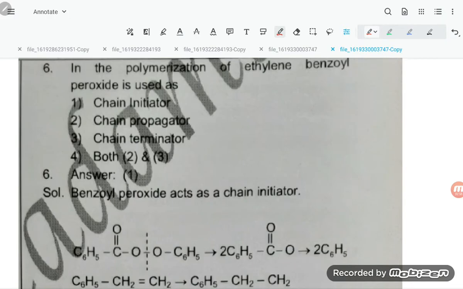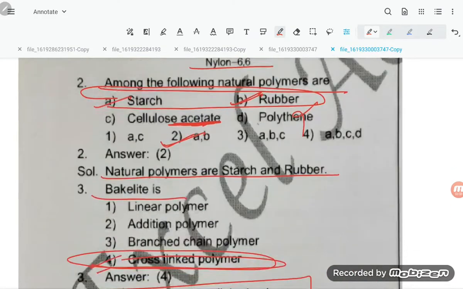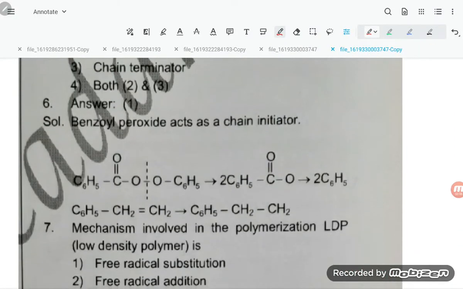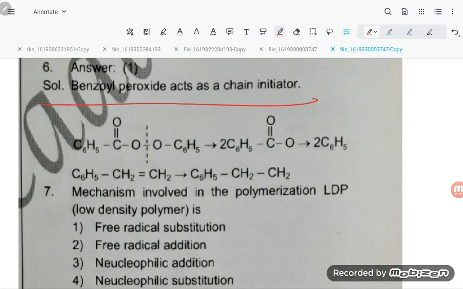Next one: in the polymerization of ethylene, benzoyl peroxide is used to initiate the chain, as a chain initiator. Peroxide is always used to initiate the chain, students. You have to keep that in mind.